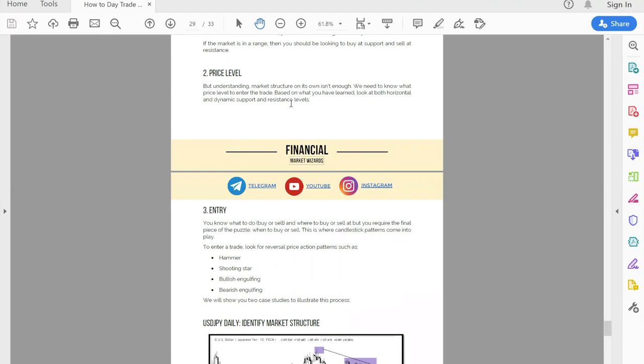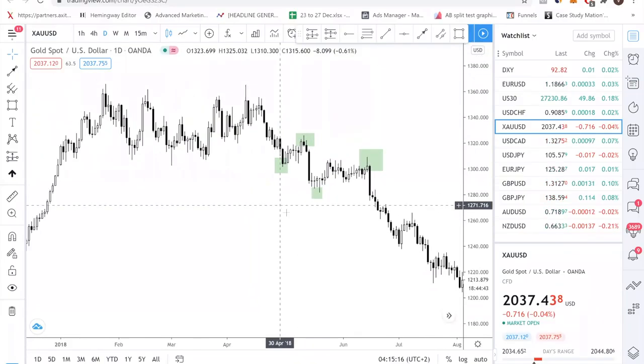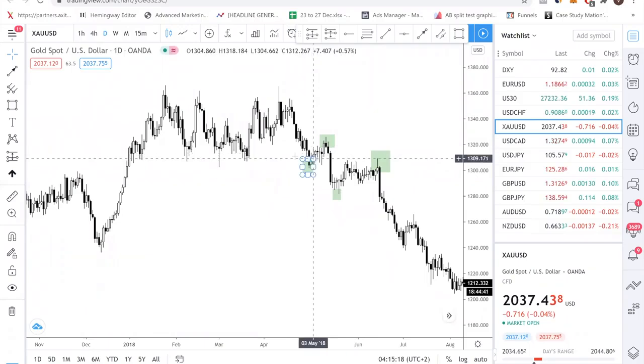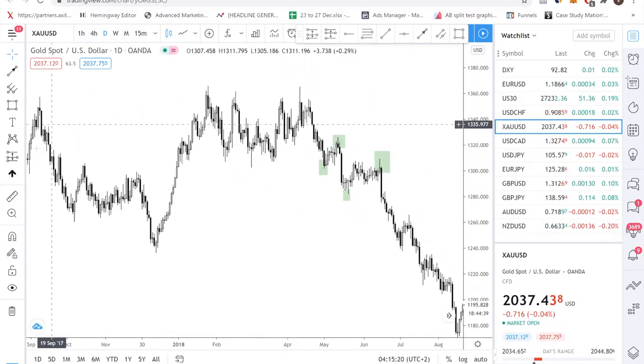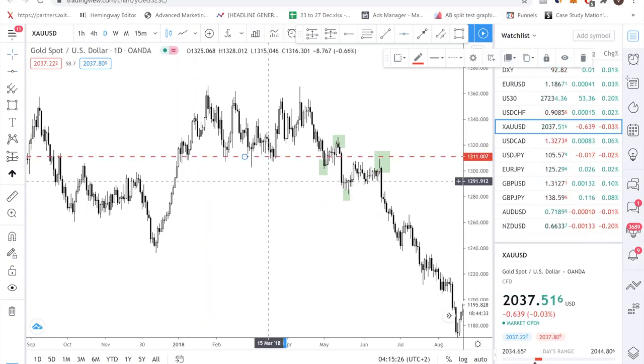So step number 2 involves looking at the price level. Now we need to ask ourselves, what is a good attractive price level for us to buy or to sell? So let me go back to the chart and start plotting the levels. Let's say we are using this. It's really simple. Just zoom out. What you want to do is take a horizontal line and mark out the major turning points of the market.